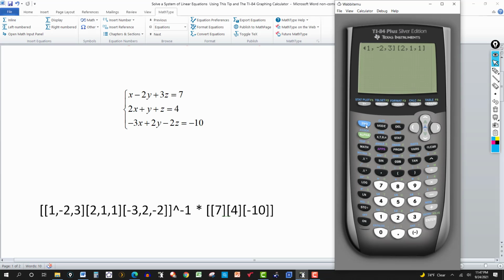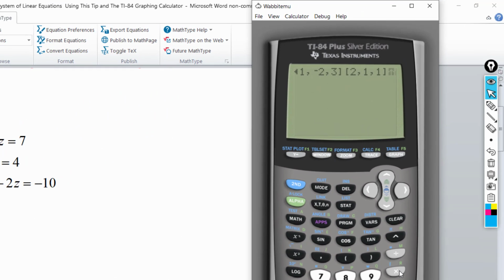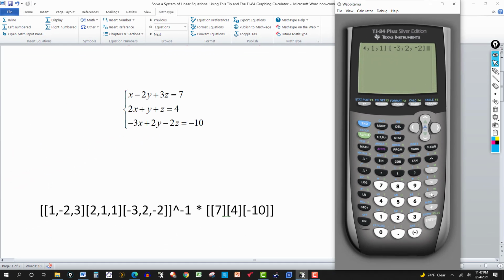And then I start another one, left bracket. I'm going to enter these coefficients of the variables: -3, 2, and -2. So be -3, then a comma, 2, and a comma, then -2. And then I close the brackets. And then I close the brackets again. Okay, the end bracket again. So that'll be second.